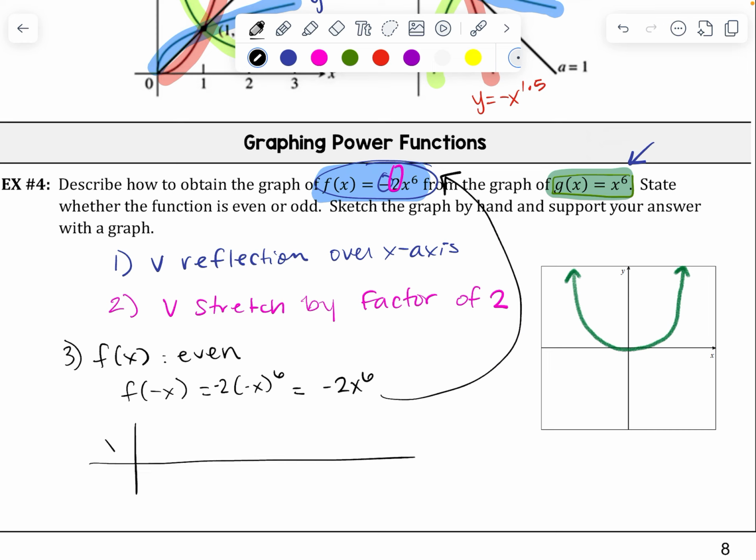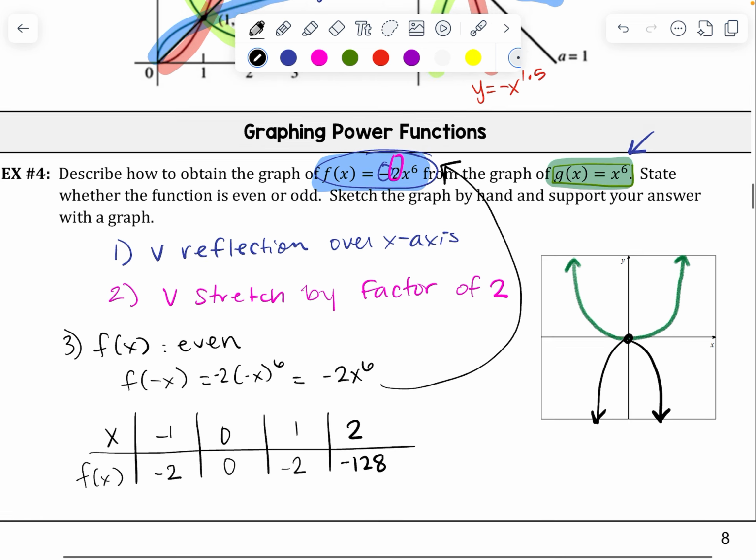And we can see what some of those graphs are if I plug in some specific values of x. So when x is negative 1, 0, 1, and 2. If I plug this in, negative 1 to the 6 is positive 1 times negative 2 is negative 2. 0 to the 6 is 0 times negative 2 is 0. 1 to the 6 is 1 times negative 2 is negative 2. And 2 to the 6th is 64 times negative 2 is negative 128. So if I sketch that, we see that it's a vertical reflection, and it's by a vertical factor of 2, which will make it look a little bit skinnier. It'll be 2 times taller upside down.